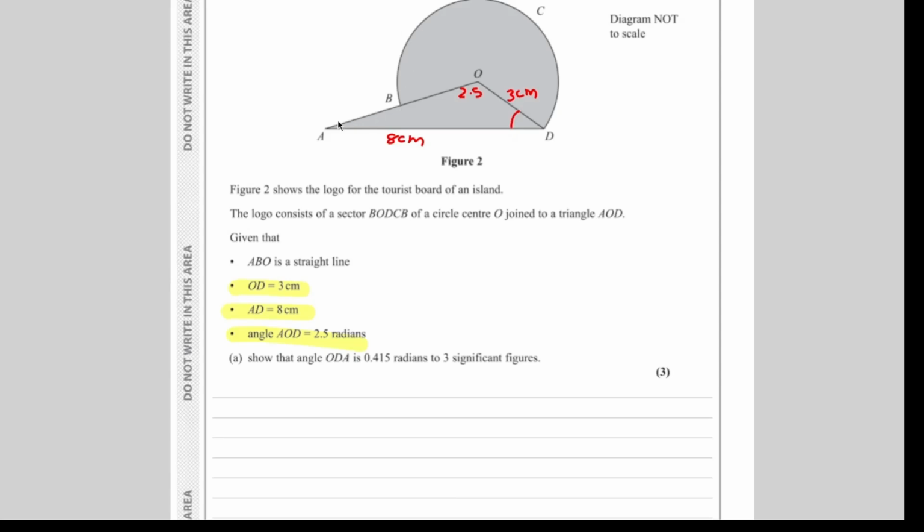So we have a triangle here. ODA is a triangle. We have 3 lengths and 1 angle. When we have 3 lengths and 1 angle, we can find out 1 angle using sine rule. 2 lengths, 1 angle, we can find out another angle using sine rule. So let's apply sine rule, get another possible angle. It is not exactly the angle that we need to prove. It is not exactly ODA.